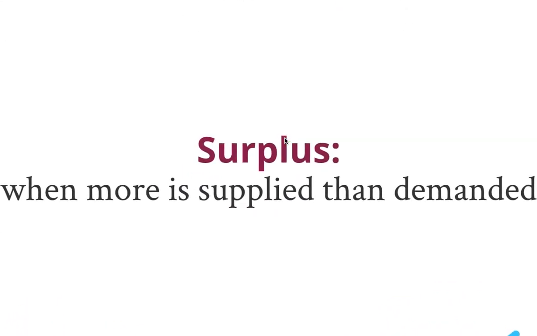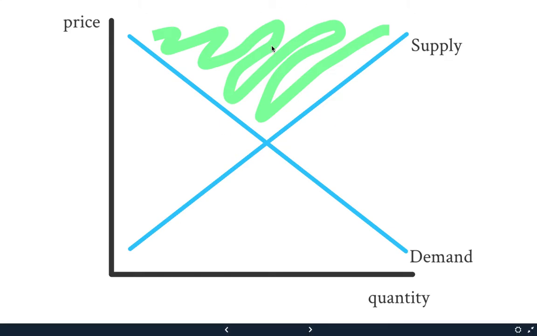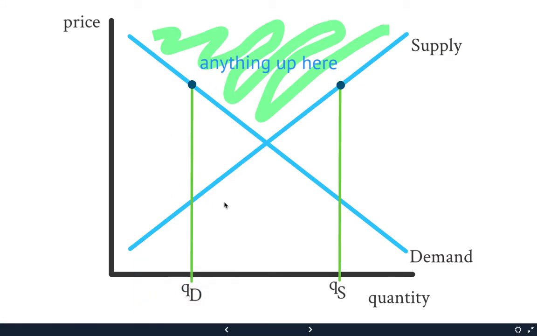So a surplus is when more is supplied than demanded. That's everything up there on this part of the graph. That is where you have a low demand. And I know this looks like a high demand because it is up high, but remember, we do not read it up and down, read it left to right. So because this is farther left, that's a low demand, and this is a high supply.